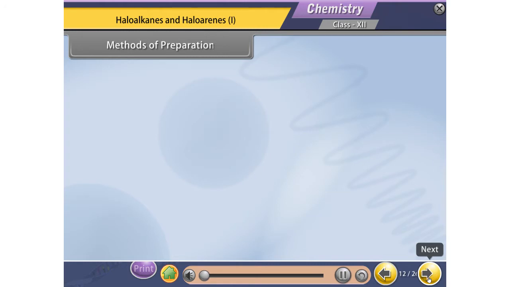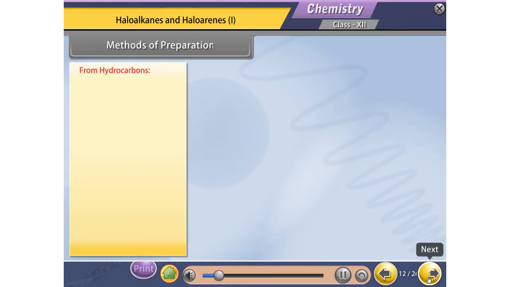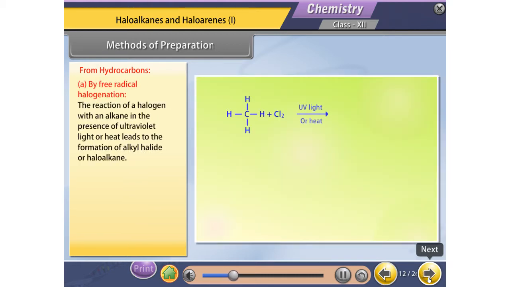Assessment. Methods of preparation. From hydrocarbons. By free radical halogenation. The reaction of a halogen with an alkane in the presence of ultraviolet light or heat leads to the formation of alkyl halide or haloalkane.